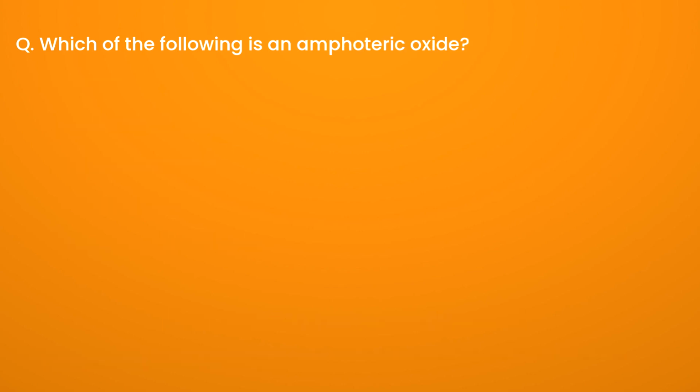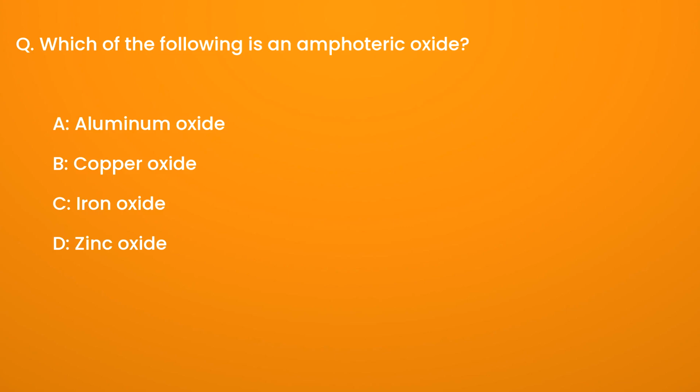Question: which of the following is an amphoteric oxide? Option A, aluminum oxide. Option B, copper oxide. Option C, iron oxide. Option D, zinc oxide. You have 5 seconds to answer the question.